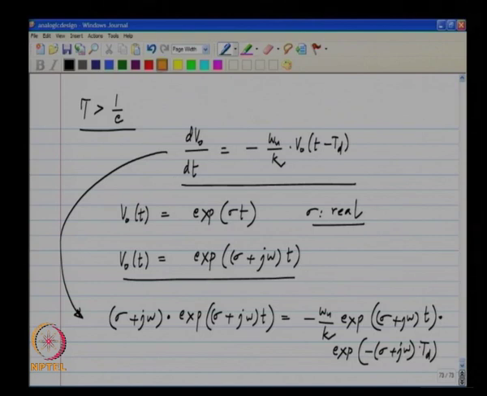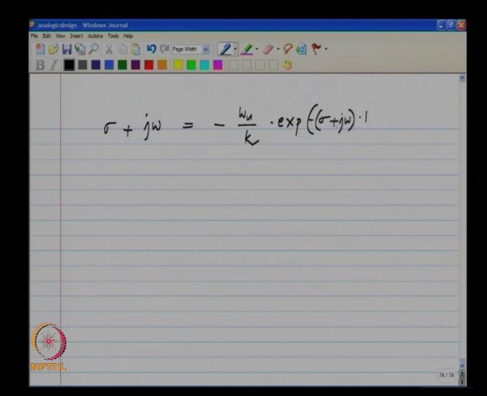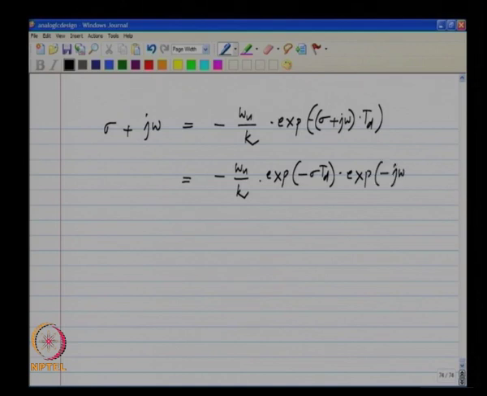As before, this cancels out and we will be left with sigma plus j omega equals minus omega u by k exponential minus sigma plus j omega times Td, which can be written as minus omega u by k exponential minus sigma Td, corresponding to the real part of the exponent, and exponential minus j omega Td, which can be further expanded into its real and imaginary parts.